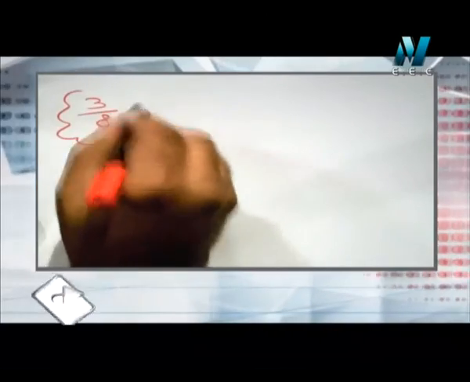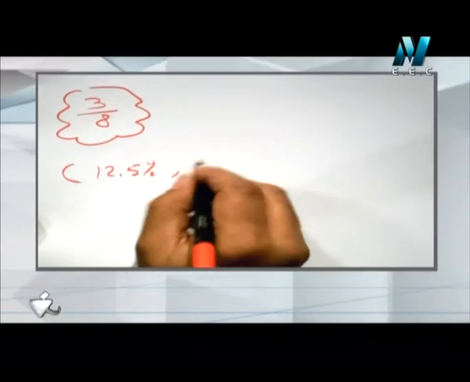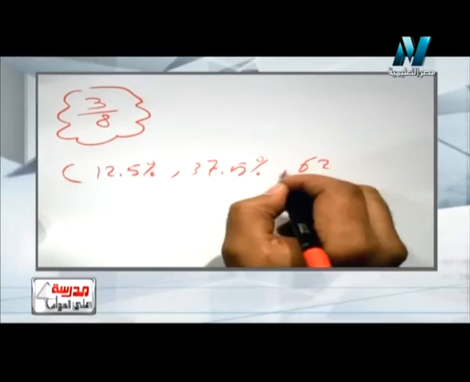Another kind of question says choose the correct answer. The first one says 3 over 8 equals how much percent? We have here some choices: 12.5, 37.5, 62.5, or 75.